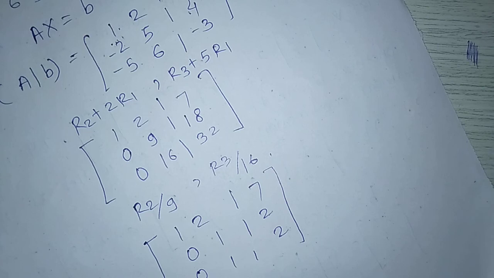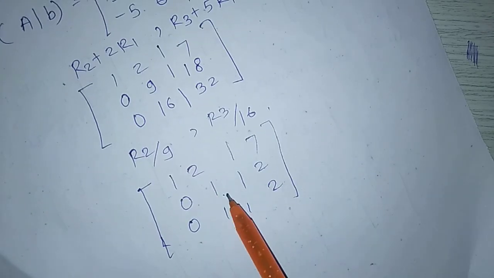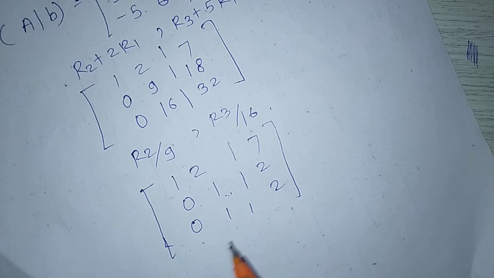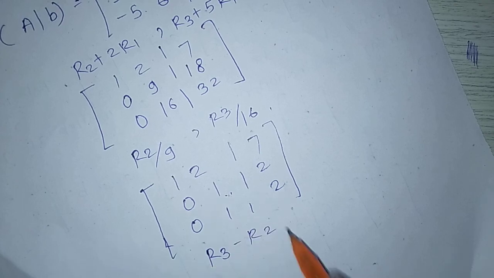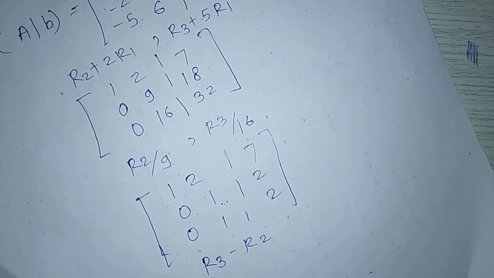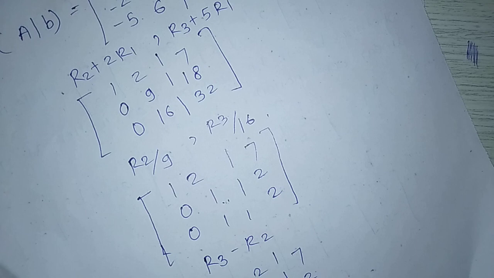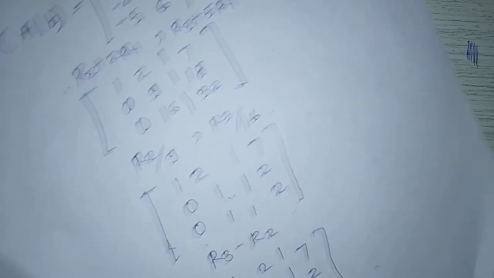Now the second pivot element is 1. To make 0 below the pivot element, applying row operation R3 minus R2, we get first row 1, 2, 7, second row 0, 1, 2, and last row becomes 0, 0, 0.